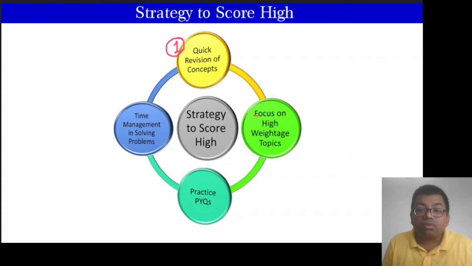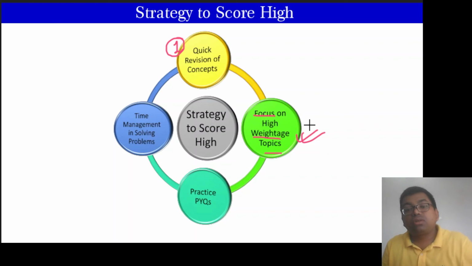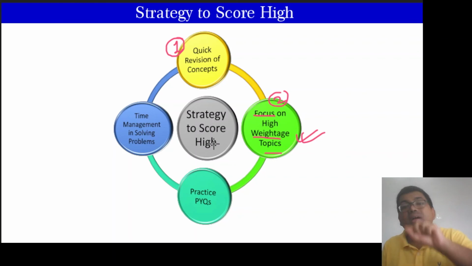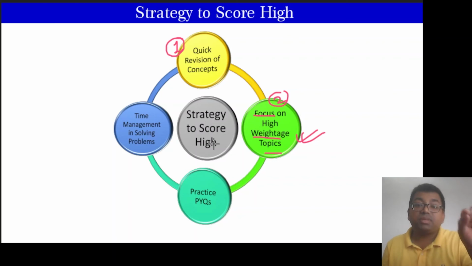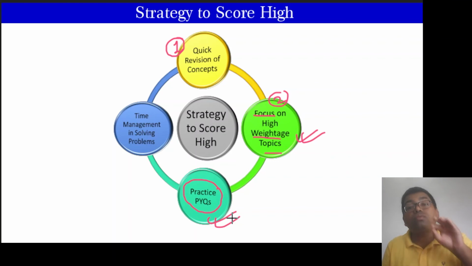Then focus on high weightage topics. As I have highlighted all those important topics, you can focus on them. That's the second thing you can do. While revising itself, you can mark out the important topics, the important weightage JEE has asked in previous years. So that's why you have to practice the previous year questions.